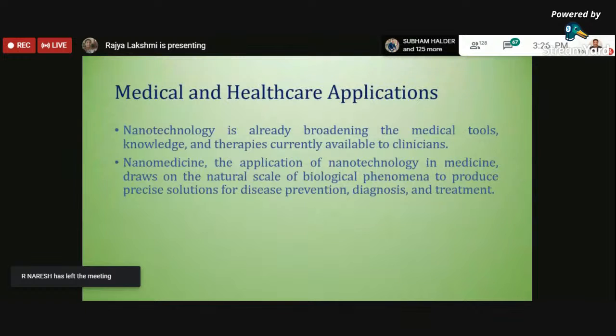Then medical and healthcare applications, which I have already mentioned. Nowadays all kinds of treatments, all kinds of diagnosis, even the devices that doctors are using for various surgeries or other medical applications. Nanotechnology is showing impact not only in terms of physical parts used by doctors, but also in making the drugs, the medicines, whatever they are.